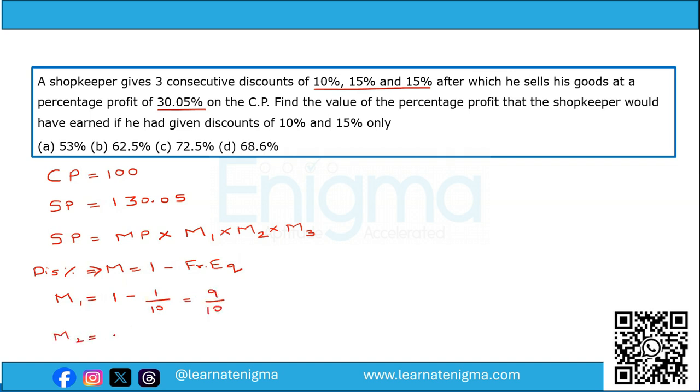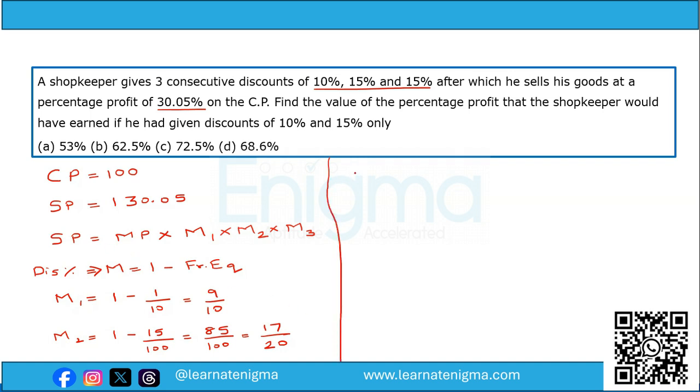M2 will become 1 minus 15 by 100, so that becomes 85 by 100. We can reduce it to 17 by 20 as well. Now, M3 will also be the same thing because it's also 15%. So therefore, now we can find out the marked price.